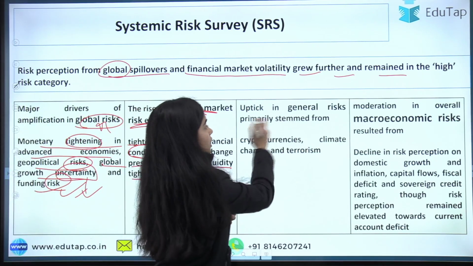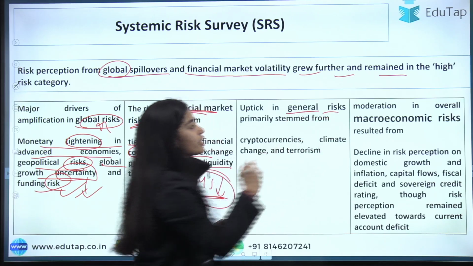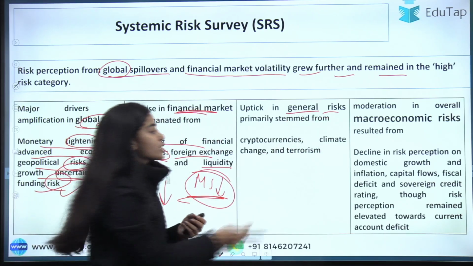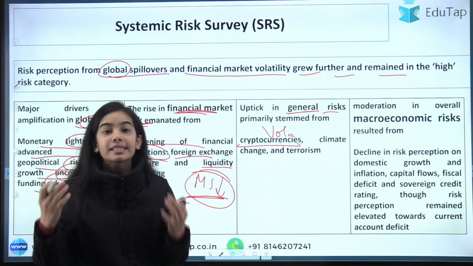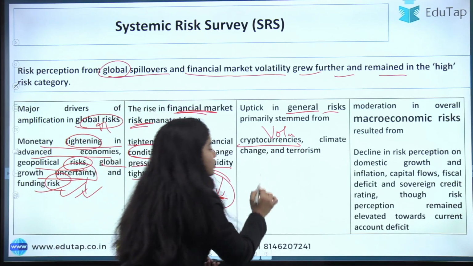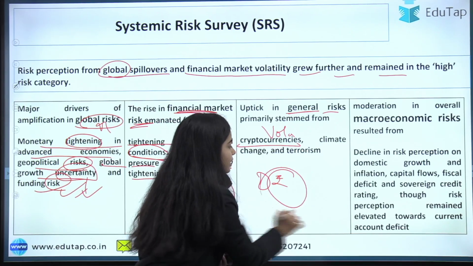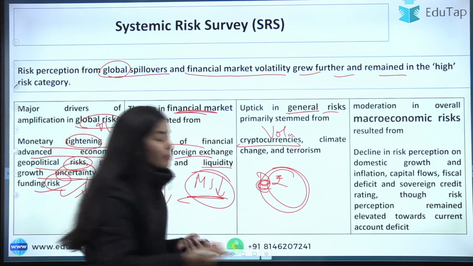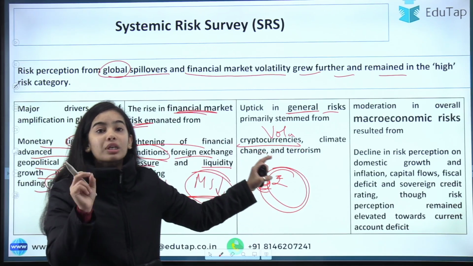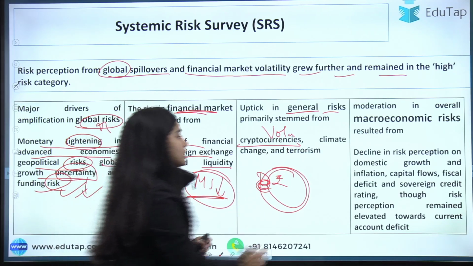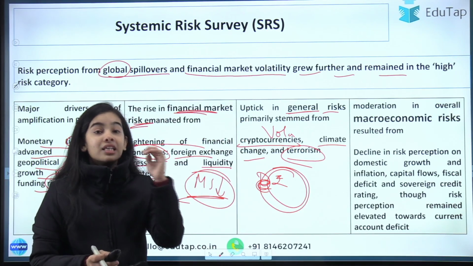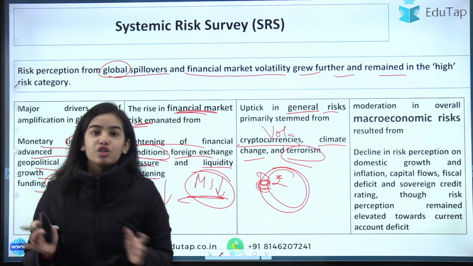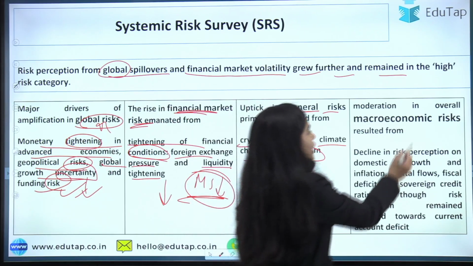Okay. Uptake in general risk. The general risk has also increased. Why? Because of the cryptocurrencies, which are very volatile, due to which the RBI had to take the step of introducing the digital rupee. The RBI introduced the e-rupee. Why? Because RBI knew that there would be much volatility coming from the cryptocurrencies. Climate change is happening, terrorism is happening, due to which general risk is coming to the Indian financial system. Then there are the macroeconomic risks.